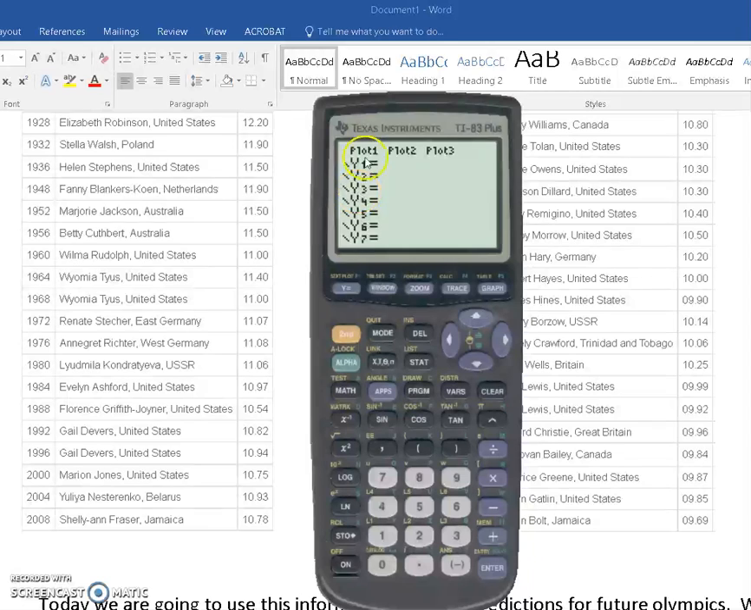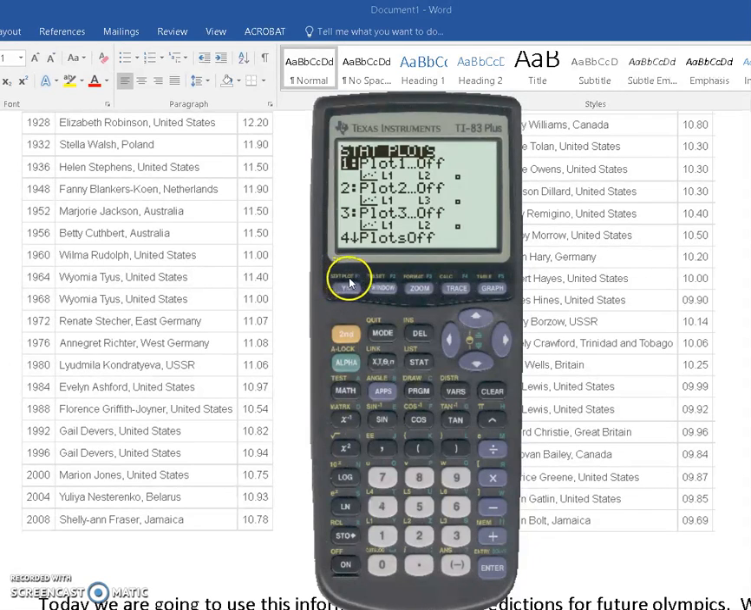And so what we want to do is turn one of these plots on. And to do that, we're going to go second and then press the y equals. There's your stat plot button. And you can see all of the stat plots now are off. We want to turn number 1 on. So I'm going to click on number 1. I want to turn it on. I want it to be a scatter plot. There's other options that we have here, but I want it to be a scatter plot. I want my x values to come from list 1.